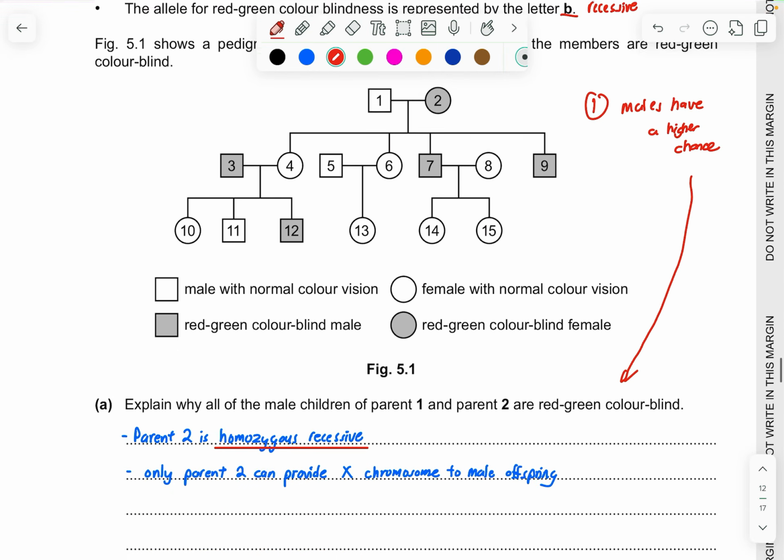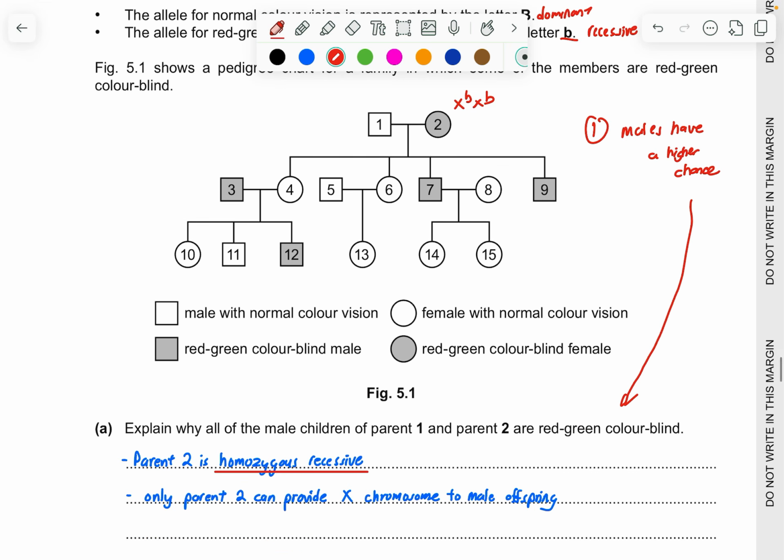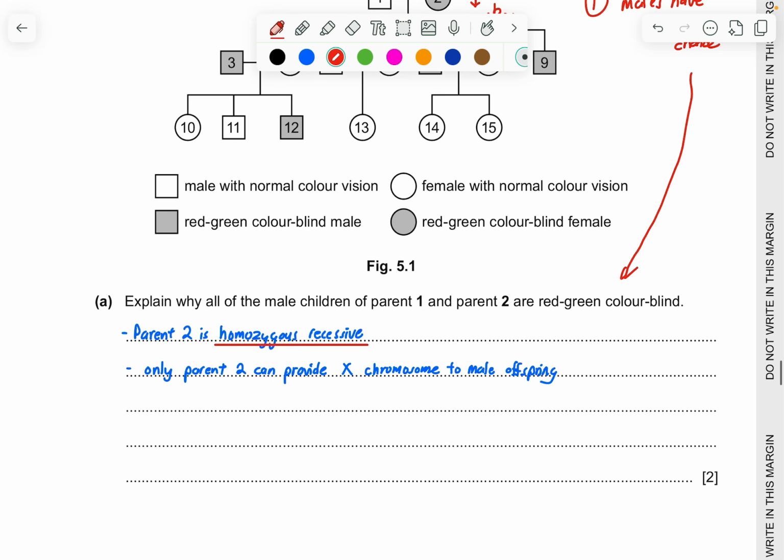That's the reason why. Let's say this is a female with color blindness, so it should be XbXb. Why are all the males from these parents affected? Because the b is passed on to the male, because the male only needs one of these small b's, and they are already color blind. That is straightforward. And only parent 2 can provide the X chromosome to the male offspring.